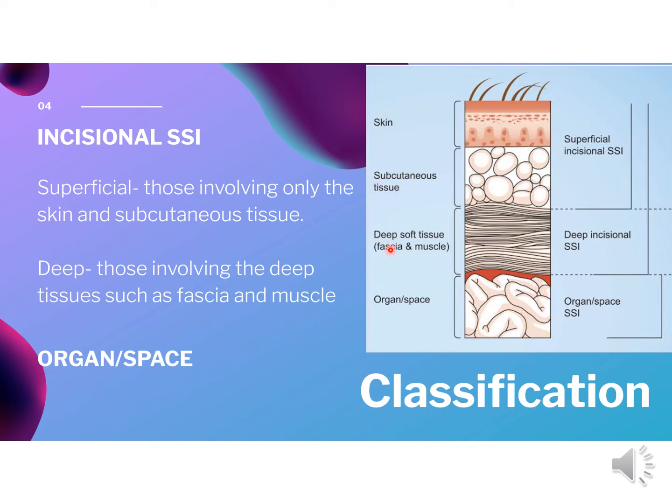While type 1 involves the skin, type 2 subcutaneous tissue, type 3 deep soft tissue, that's the fascia and muscle, while type 4 is organ space. So this diagram would help us to understand the two various classifications. So please take time to study the diagram closely.